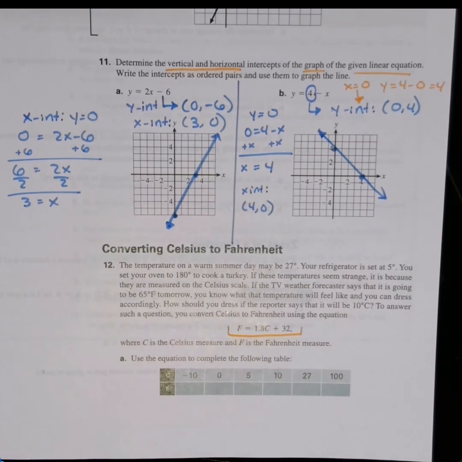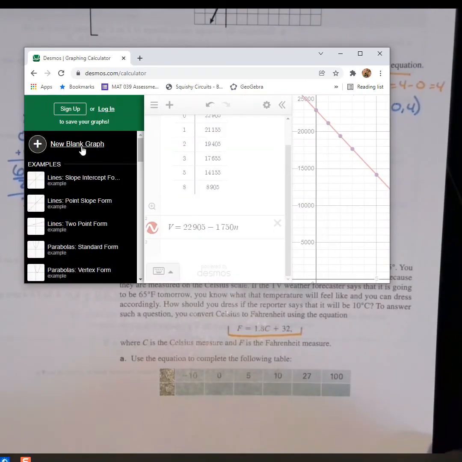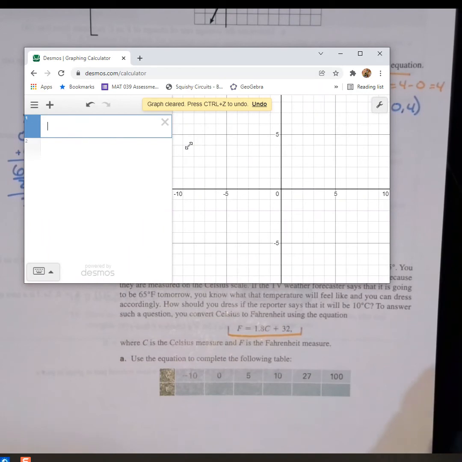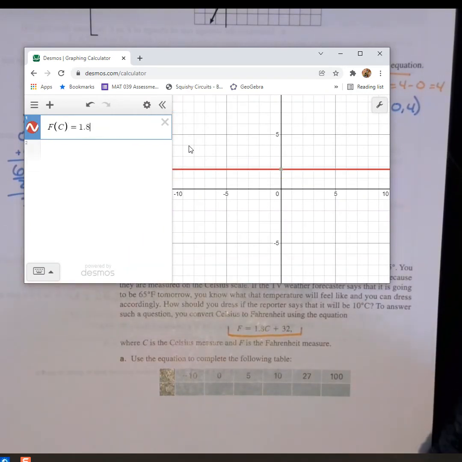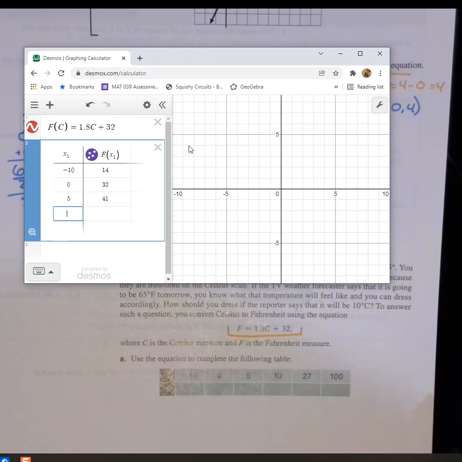I'm going to get Desmos to help me autofill this. Let's open. I'm just going to start a new graph. And I'm going to write it as a function. So I'm going to do f of c equals 1.8c plus 32, and then start my table. And I'm going to do f of, and we're going to have it plug in the x ones into the f function. So the temperatures are -10, 0, 5, 10, 27, and 100.